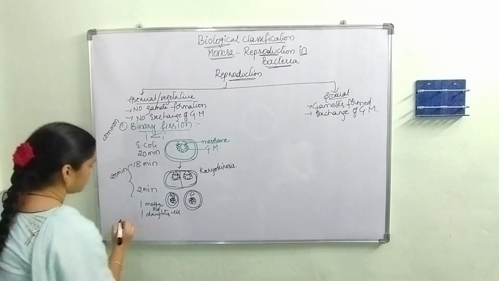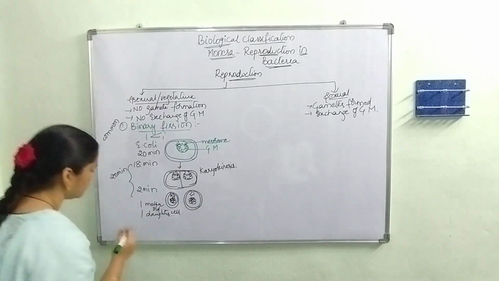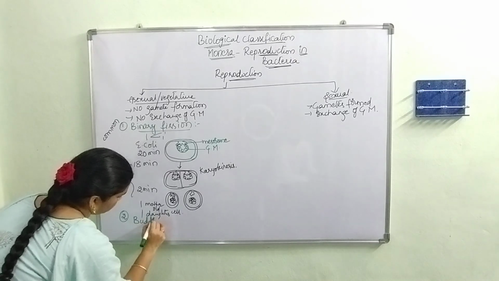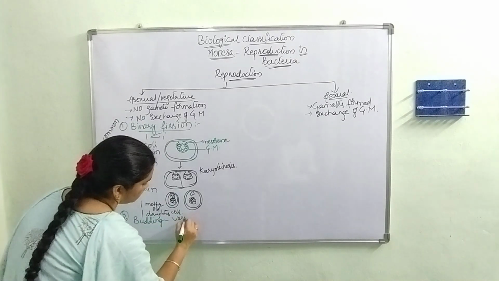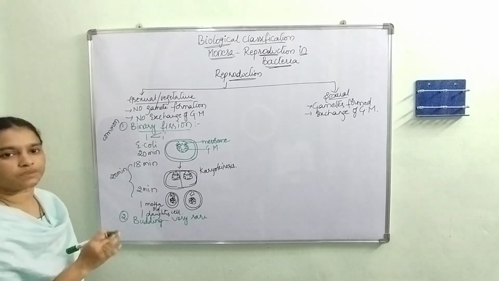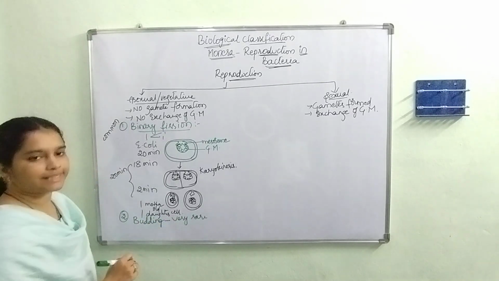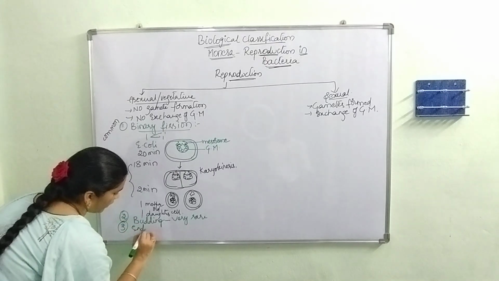Number 2, budding. This is very rare. Binary fission is very common in bacteria, and budding is very rarely seen. Next, the third one is endospore formation.